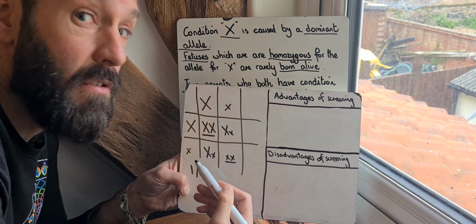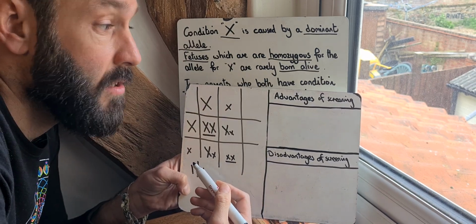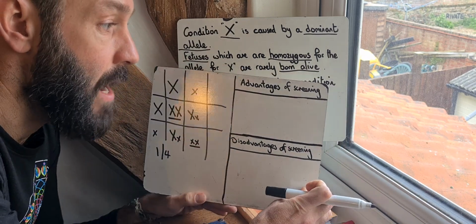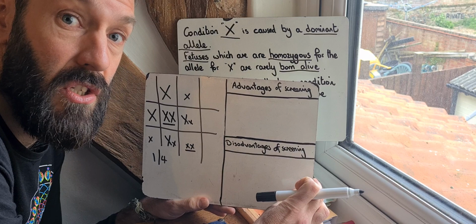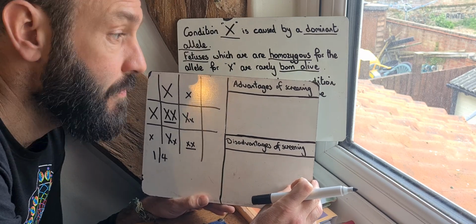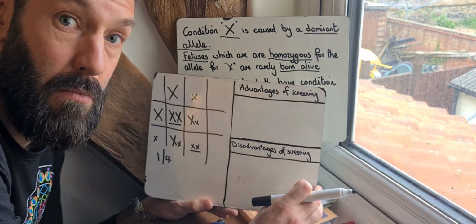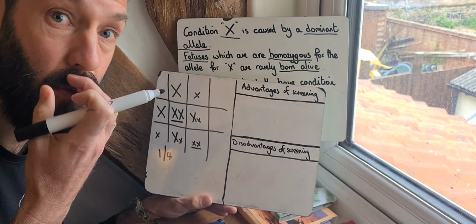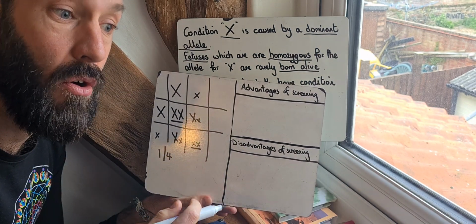So the parents, rightly so or wrongly so, depending, that's what we need to talk about, will think about screening for the disease. So testing before the baby is born. Now there's various different ways of doing it, but they all have their pros and their cons.